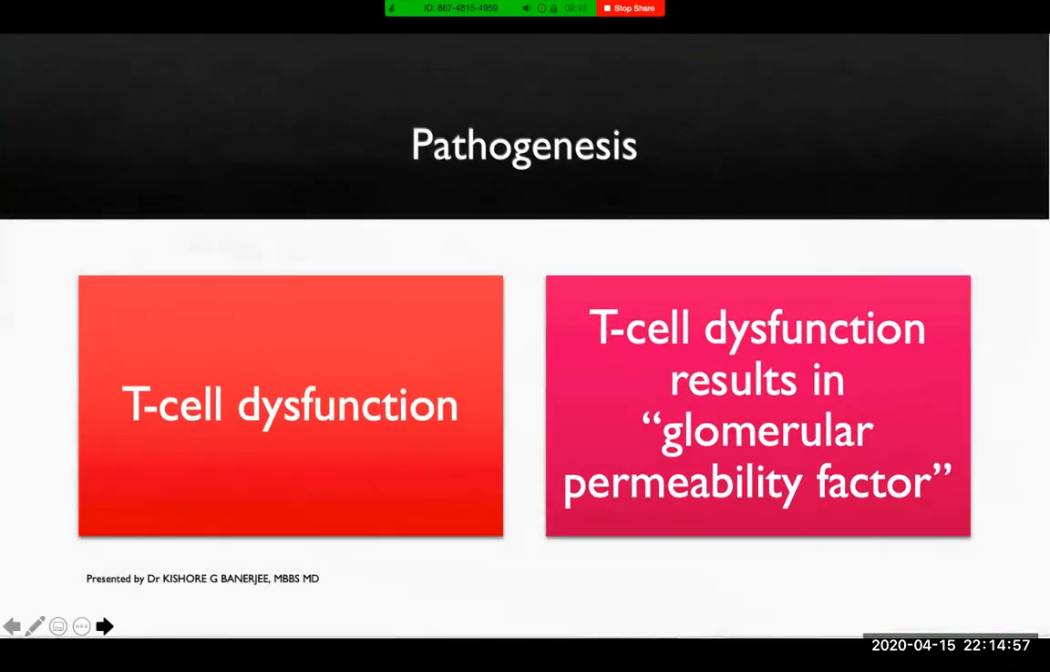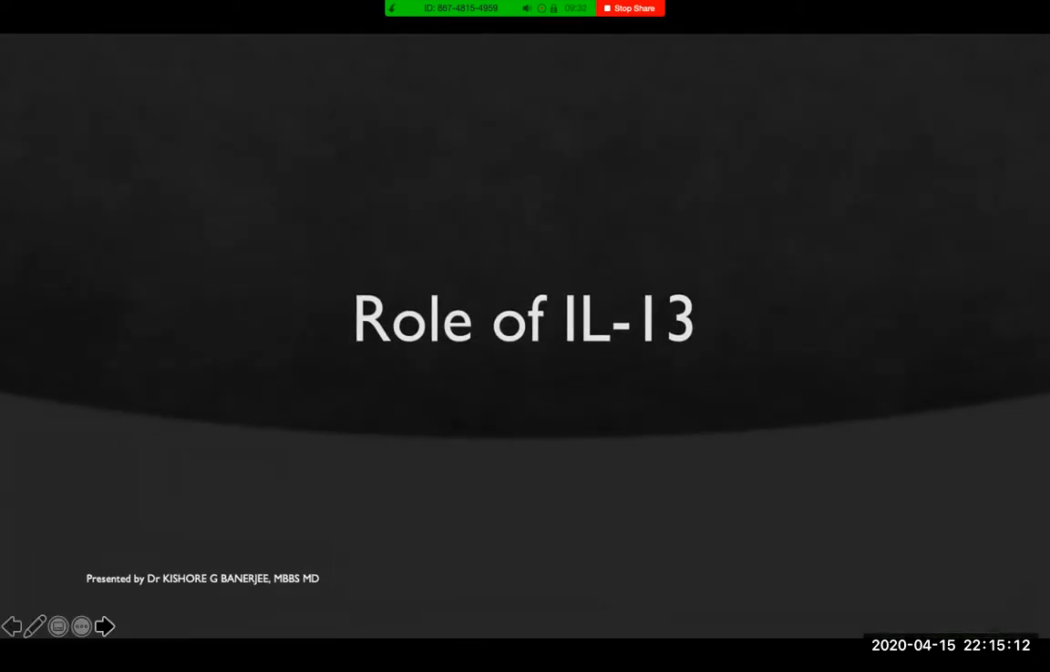Pathogenesis, why does it occur? Well, we don't know 100%, but it is thought that there's a T cell dysfunction associated with this. This T cell dysfunction results in some glomerular permeability factor, which causes some damage to the podocyte. Particularly, they think about the role of interleukin 13. Interleukin 13 has been seen to be overexpressed in patients who are having relapses. Interleukin 13 overexpression in animal models has also shown the same kind of presentation seen in minimal change disease. So a very pivotal role of interleukin 13 is thought to be behind minimal change disease, but no one knows 100% for sure what actually causes it.